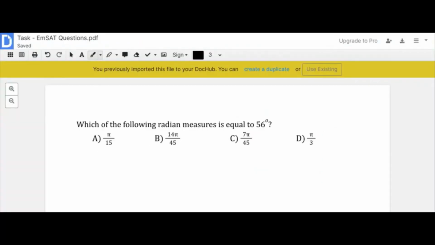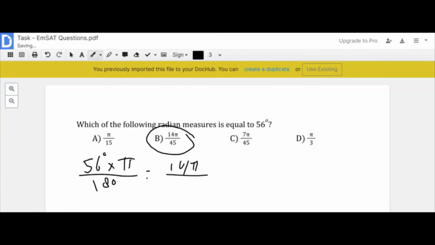Which of the following radian measures is equal to 56 degrees? So here we will write 56 degrees times pi over 180, which is equal to 14 over 45. So this is the answer, 14 pi over 45. So this is the right answer.